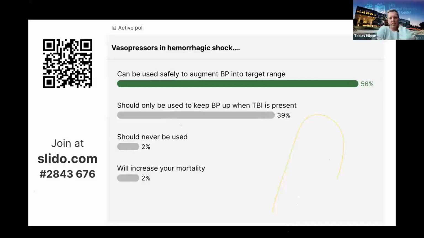About 60% for safely getting blood pressure into the target range. About 40% could be used to keep blood pressure up when TBI is present. Okay.